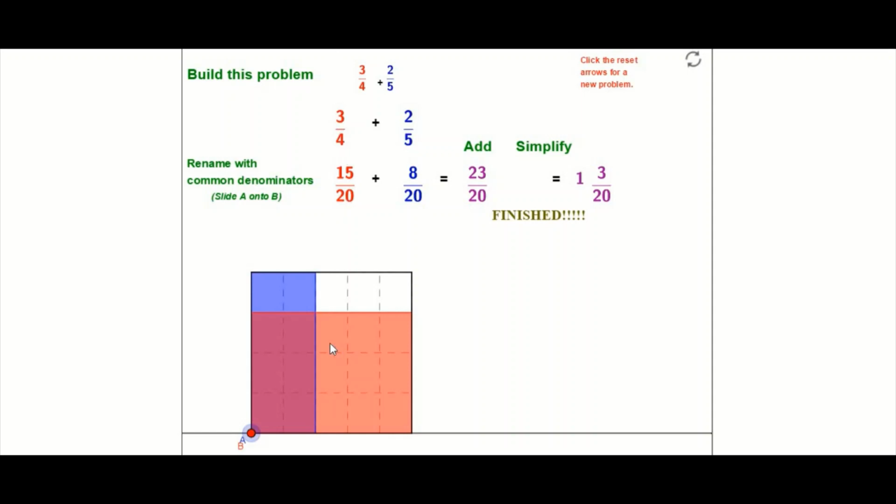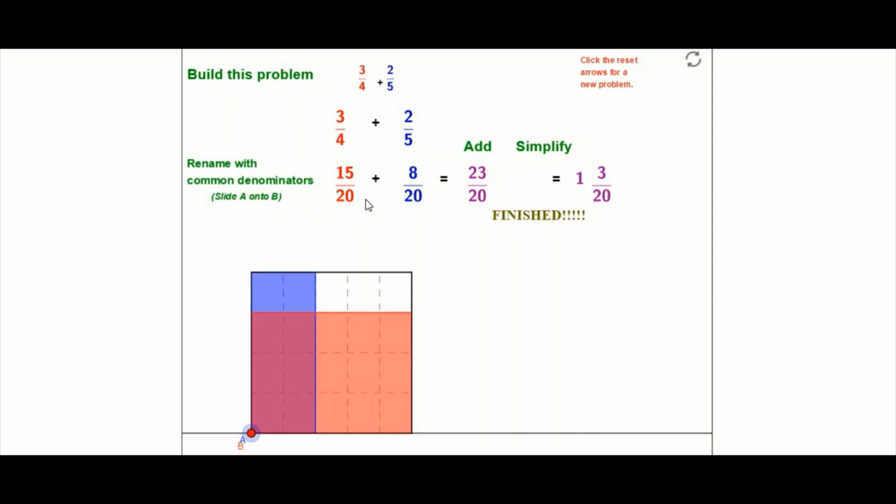Right? Now for the number of shaded regions for the blue fraction, which is 2/5, here we have 2, 4, 6, 8. So it is 8 parts out of a total of 20. So that's just 8 out of 20. And note that 8 out of 20 is equivalent to 2 out of 5.